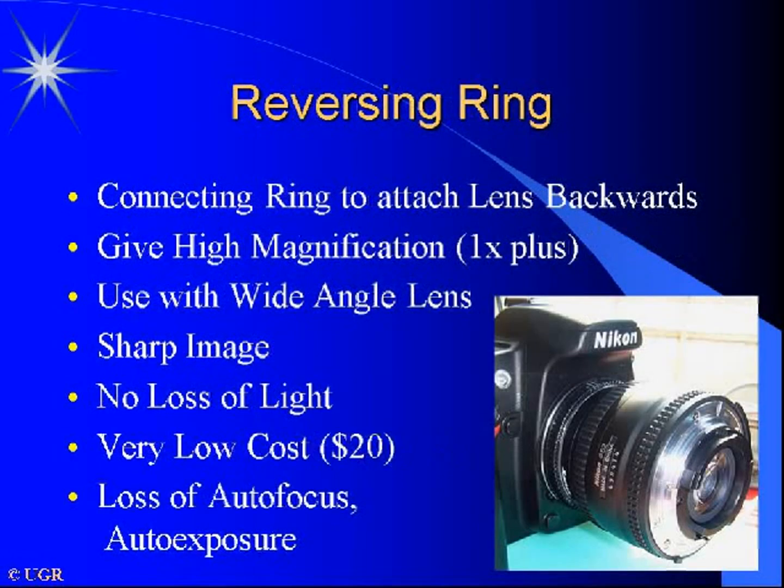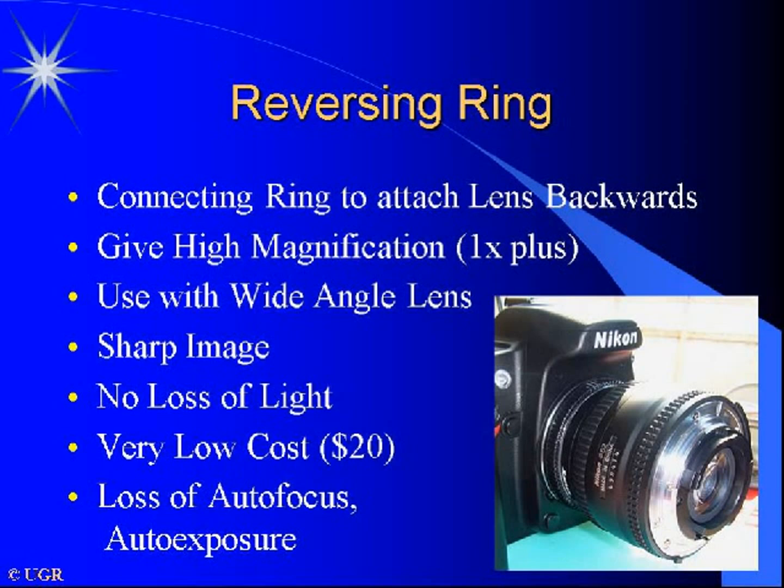All right, our next option, and this is one you may never think about, is a reversing ring. On one side of this ring, there is a connector that connects to the filter element of your lens. On the other side is a connector to the body of your camera. And so you actually mount your lens on backwards to your camera.